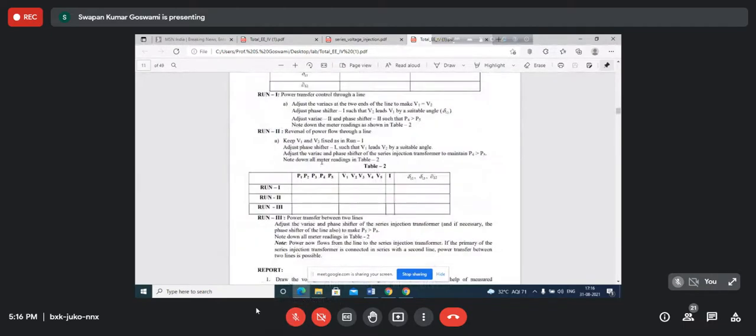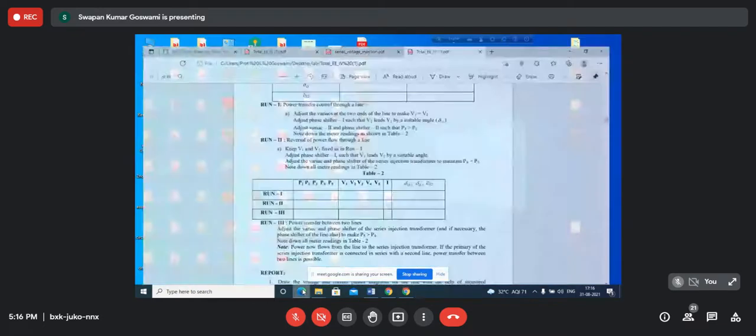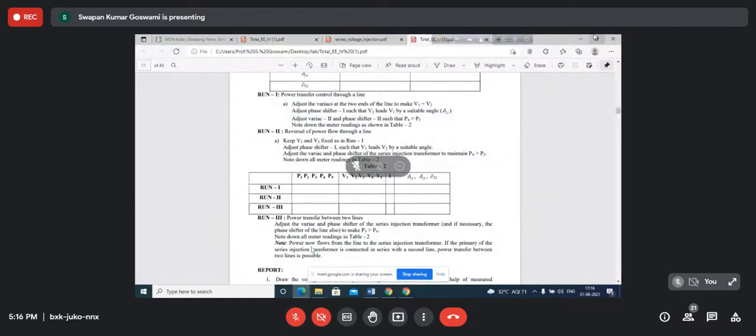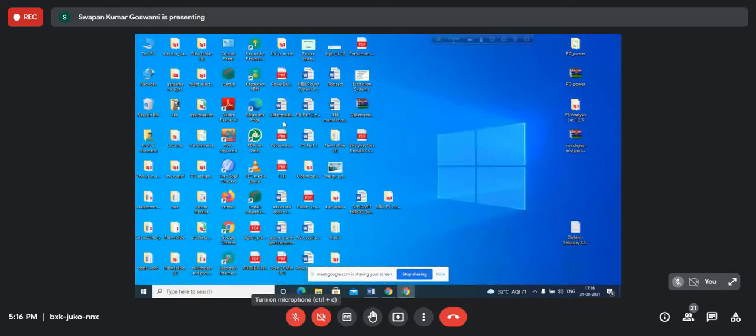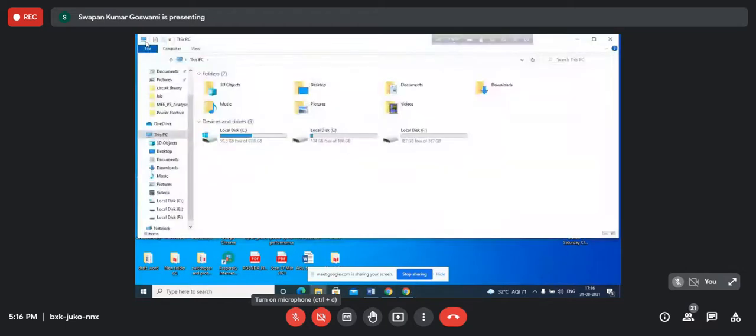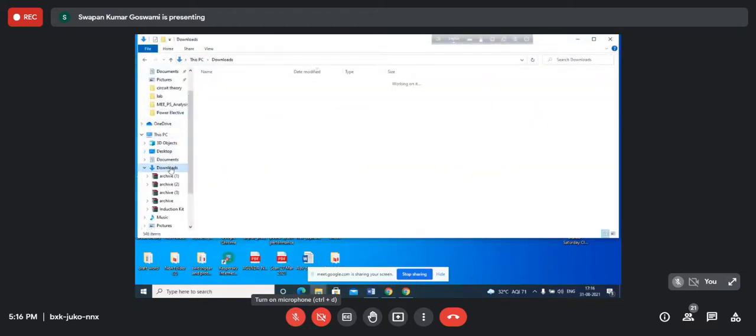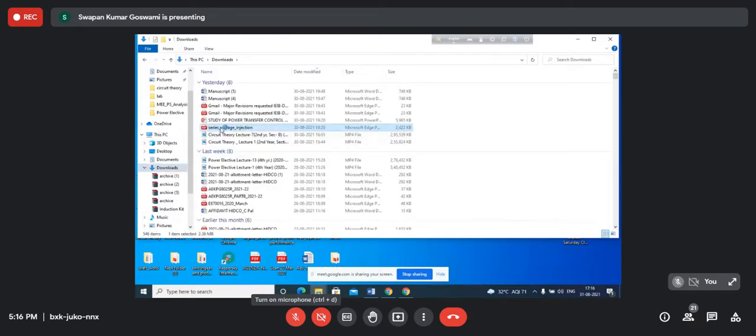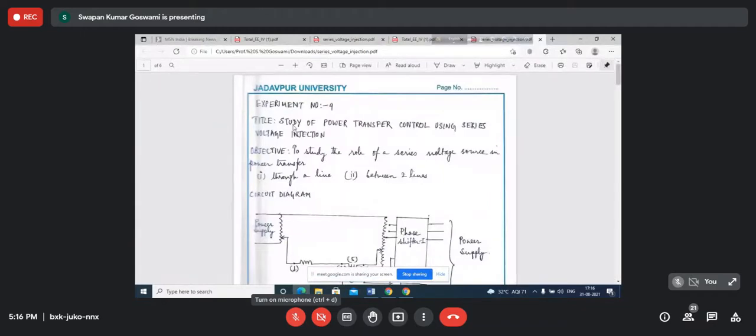Okay, now let me show you that there was another sheet. Just one minute, let me open that one. Okay, now can you see this? This is the report sheet submitted by one of your seniors. Because last year and this year no new experiments could be done in the laboratory, we now have to depend upon this type of reports only. So this is the report along with the results I shall show.